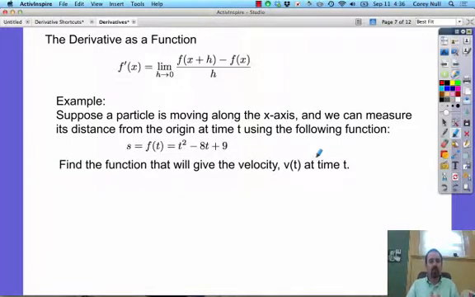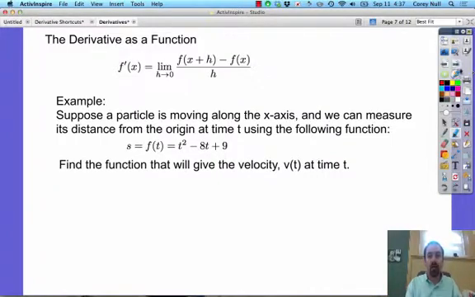So here's an example. Suppose a particle is moving along the x-axis, and we can measure its distance from the origin at time t using the following equation. Find the function that will give the velocity v of t at a particular time. So rather than saying, what is the velocity at time t equals 4, now I'm saying, give me a function that I can just plug in the number 4 to. Or I can plug in the number 8 too. So I don't have to go back through and find the limit every single time I want to find an instantaneous velocity. Now I'm going to create a function that tells me the instantaneous velocity at any particular time I wish. That's the goal here.